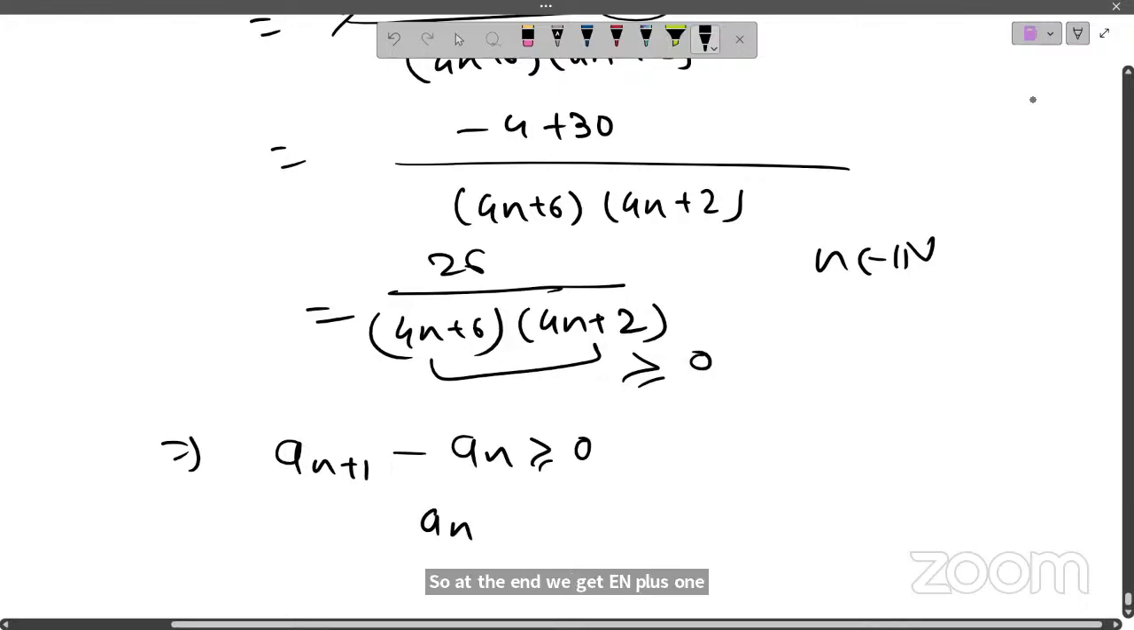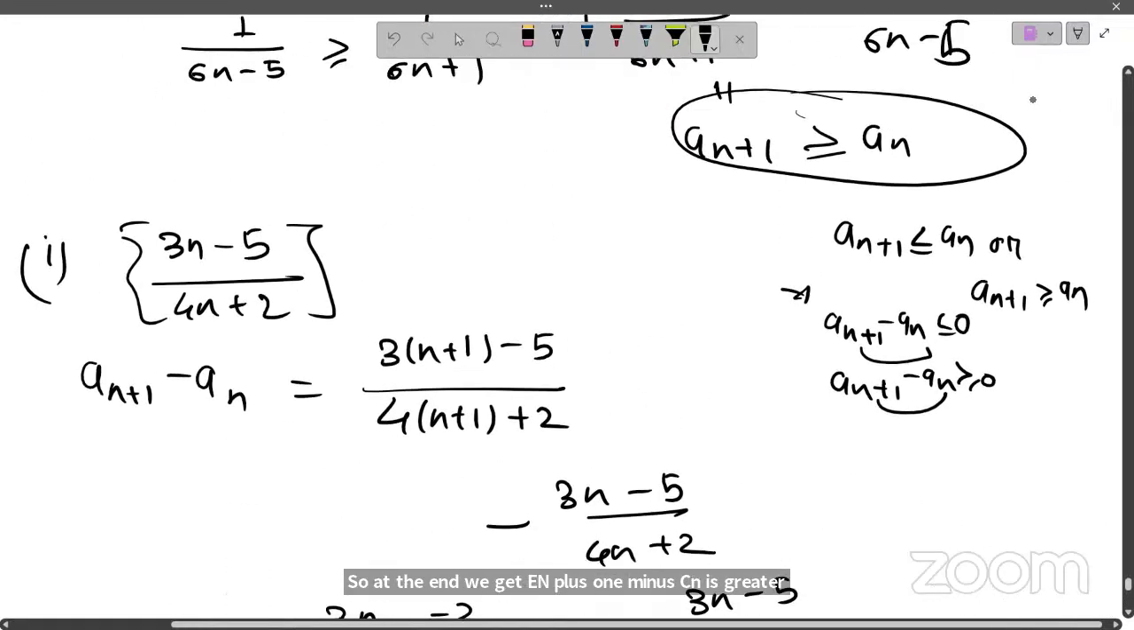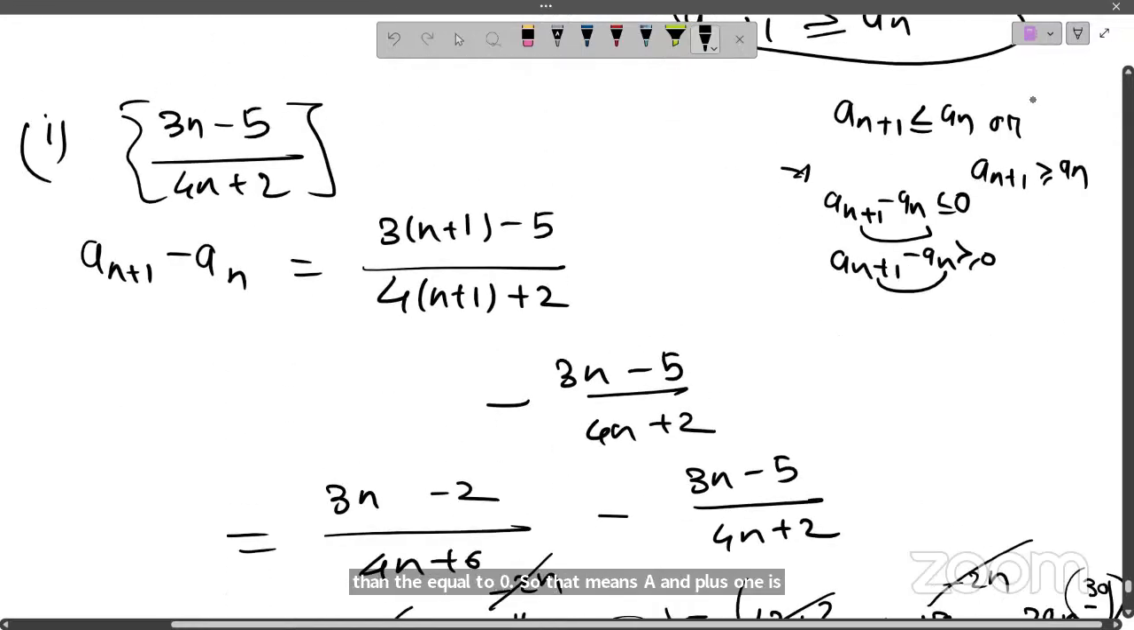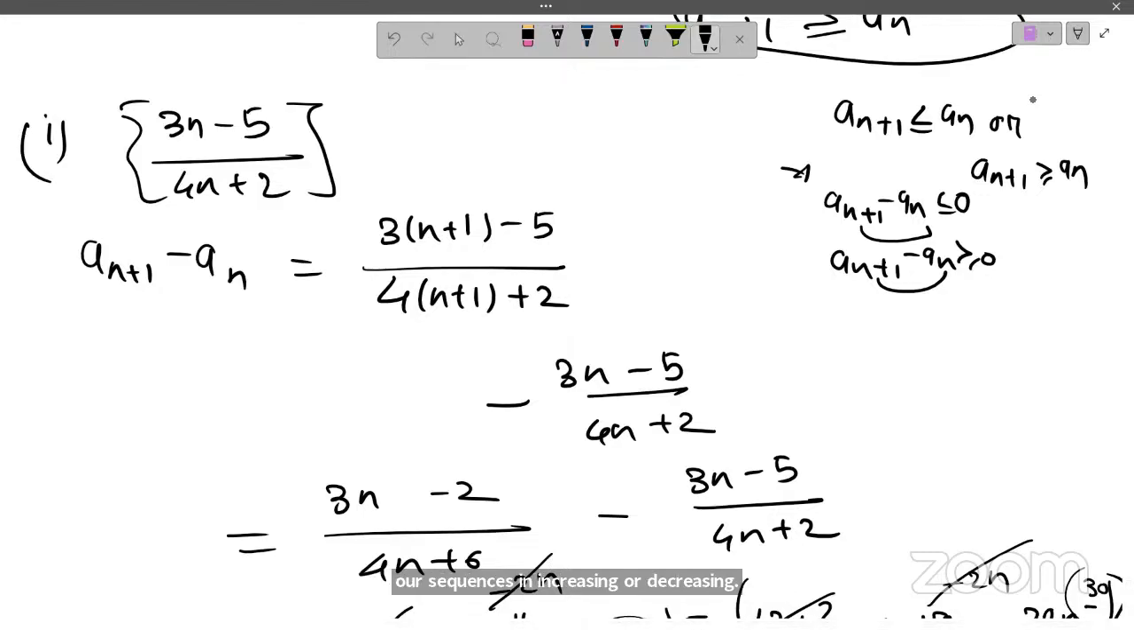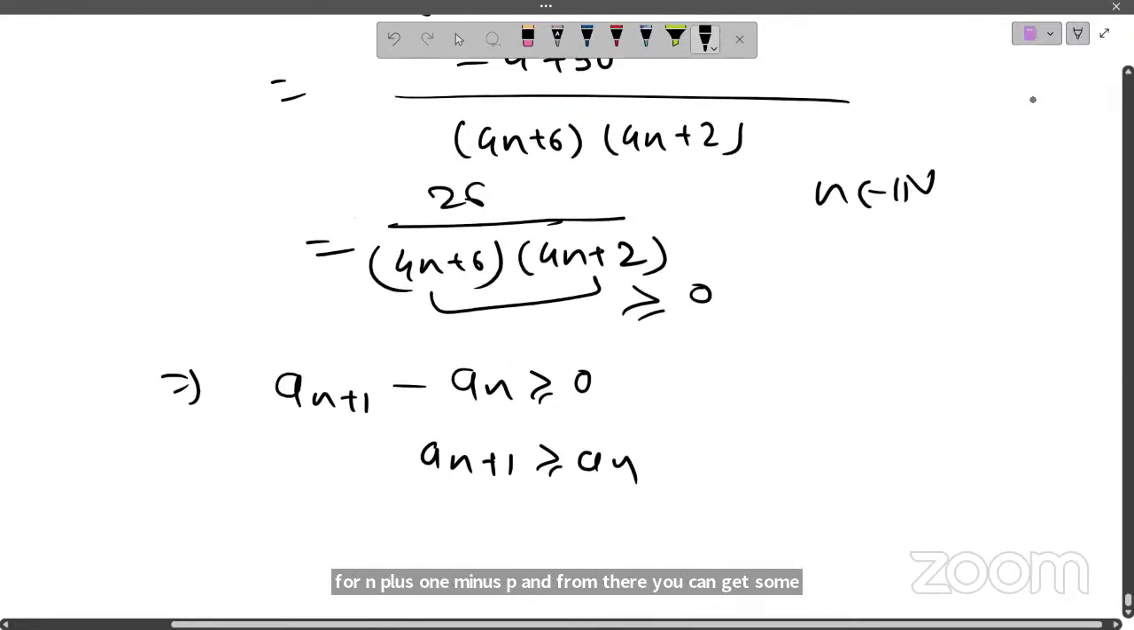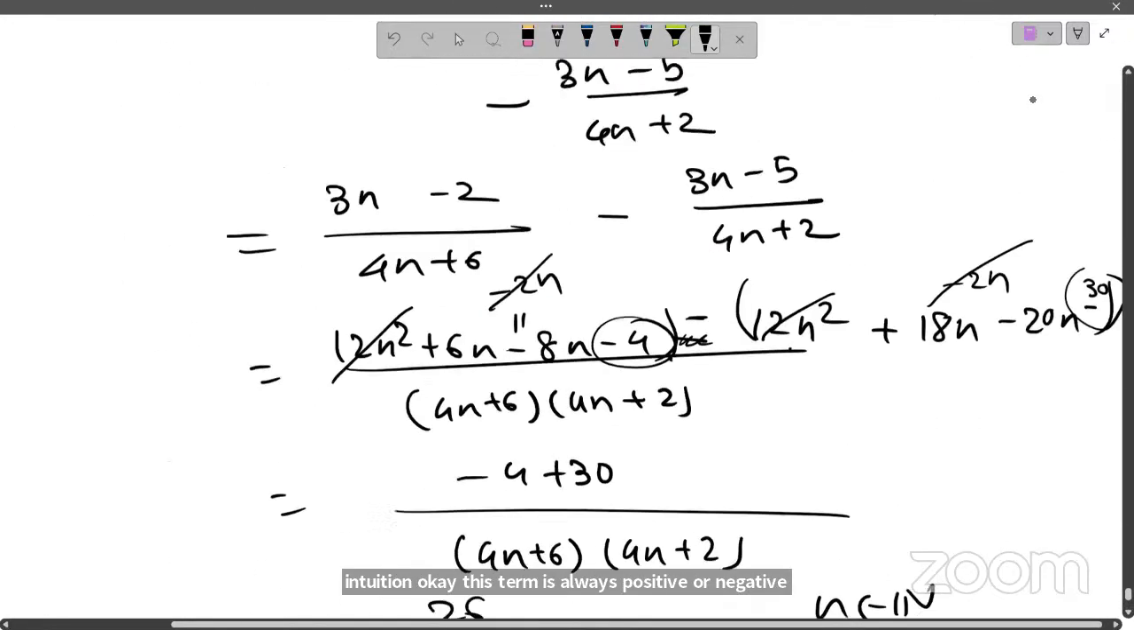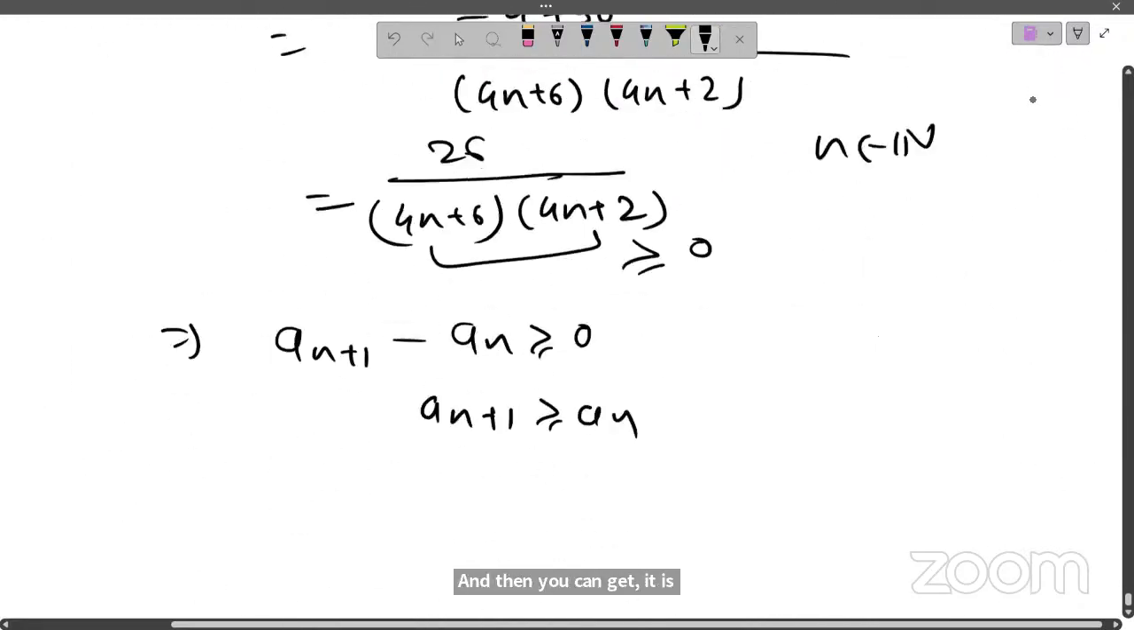So that means a(n+1) is greater than or equal to a(n). So this is one approach for finding whether our sequences are increasing or decreasing. You can just try to compute the expression for a(n+1) minus a(n). And from there, you can get some intuition, okay, this term is always positive or negative or something like that. And then you can get whether it is increasing or decreasing. Okay.